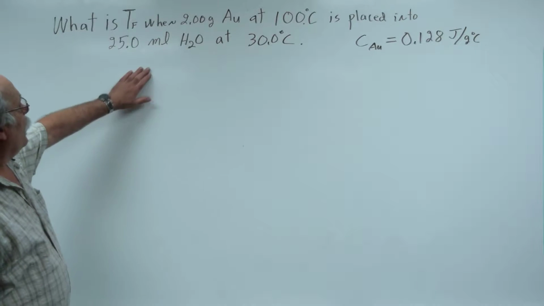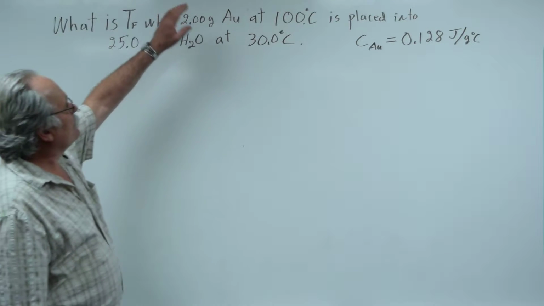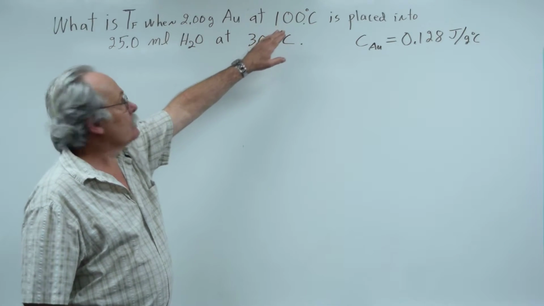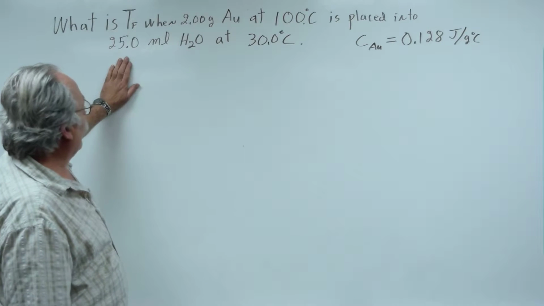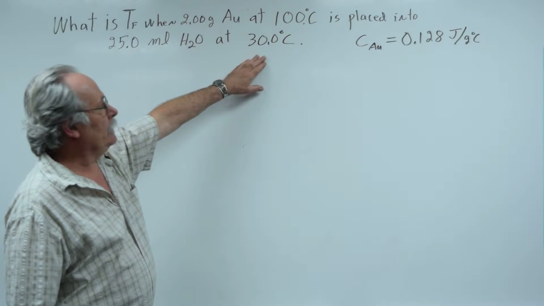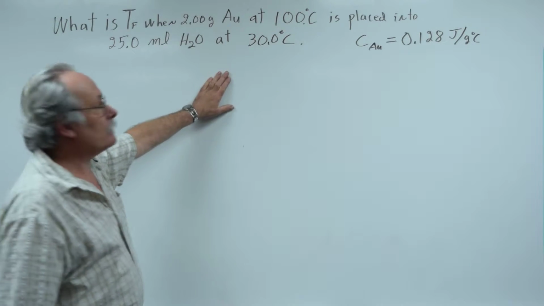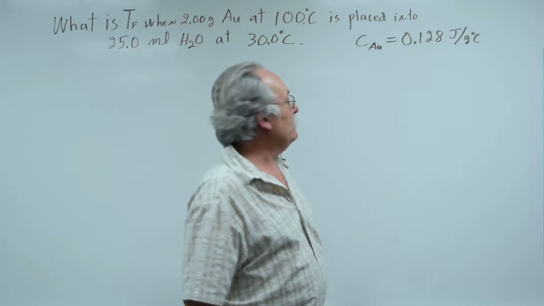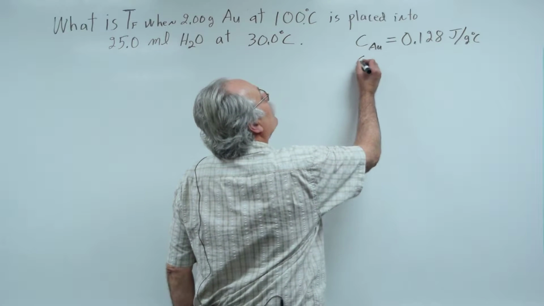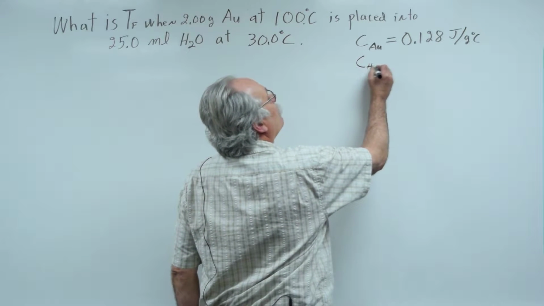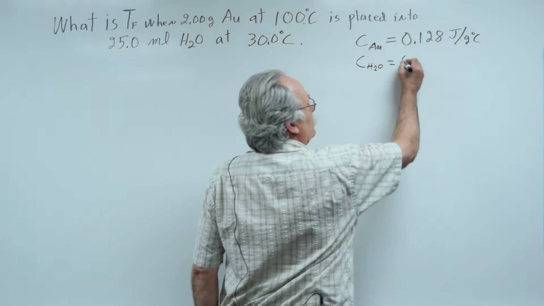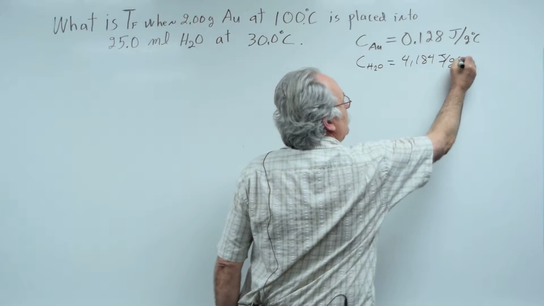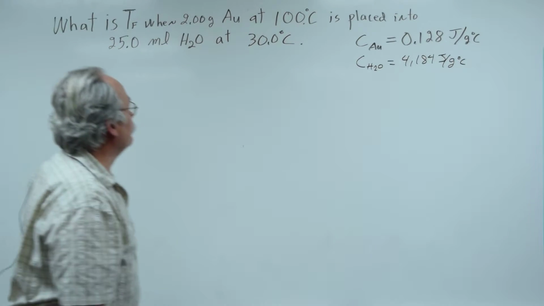Okay, in this problem we're going to look at what the final temperature is when 2 grams of gold at 100 degrees Celsius, which is our hot object, is dropped into 25 mL of water at 30 degrees Celsius, which is our cold object. We're given the specific heat capacity of gold, 0.128 joules per gram degree C, and you should all know the specific heat capacity of water, the cold object, which is 4.184 joules per gram degree C, and we would not give you that on the problem set.